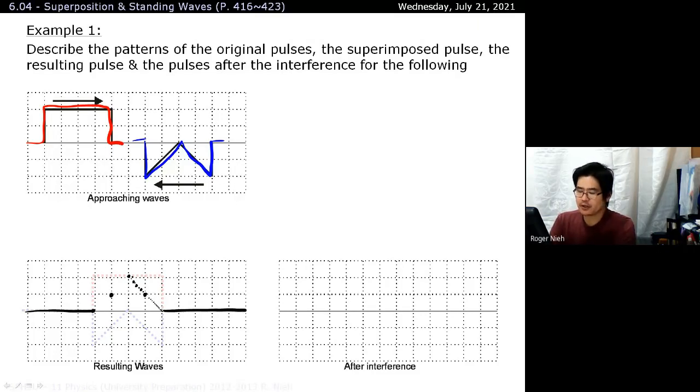So that's why you're going to look at the extremes. And by looking at the extremes, you can estimate what the corresponding wave will look like. Okay, so that's how you would solve these problems here.